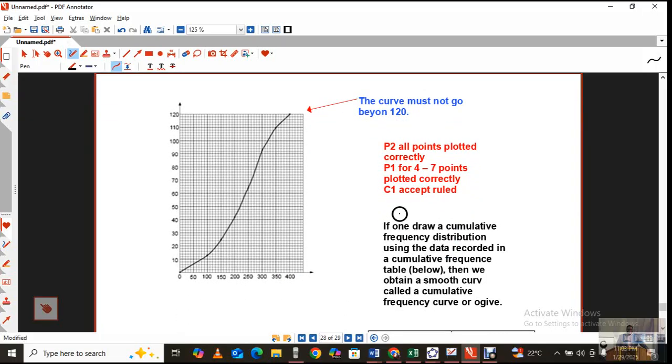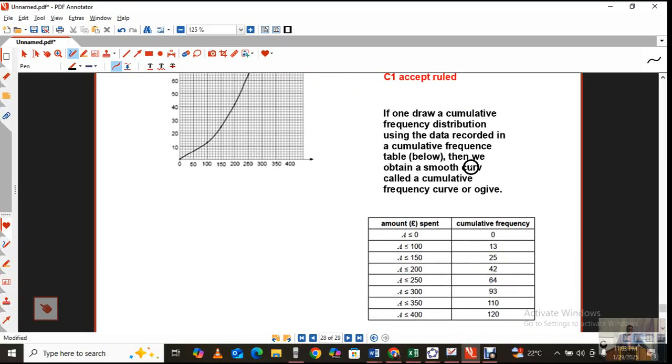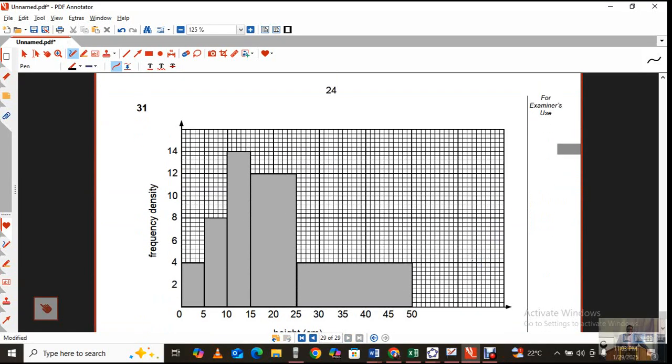Because I gave you the definition here. If you draw a cumulative frequency distribution using the data recorded in the cumulative frequency table, like the one below that I've indicated, we obtain a smooth curve. There's an E missing there. A smooth curve, okay? That smooth curve is called a cumulative frequency curve or an ogive. This is an ogive. This is from French, okay? But ogive, that's what it's called. Very important, that information. All right, let's go to question 31, which is the last question in this question paper.